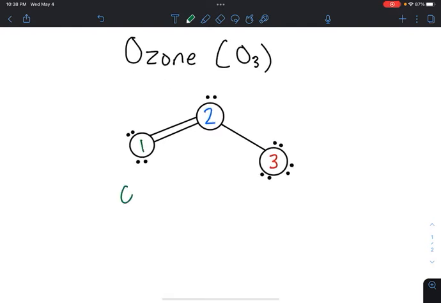The formal charge for the first oxygen: the oxygen has 6 valence electrons. Then you subtract the sum of its lone electrons, which this one has 4, plus 1/2 of the bonding electrons. These two lines indicate that it shares 4 bonding electrons, which would give you a formal charge of 0.